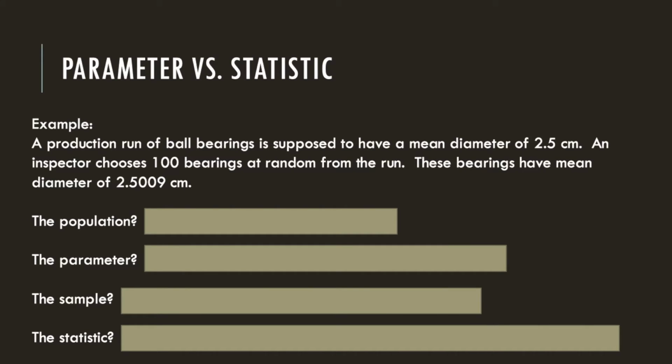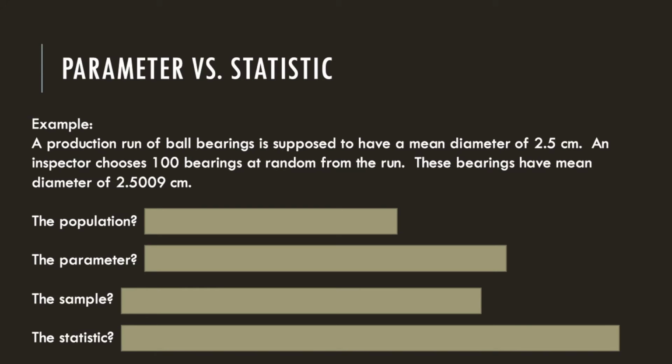Okay, so here's an example problem to try to differentiate. Why don't you pause here and read it and see if you can fill in the blanks. One thing you need to remember is when it asks for a population, it's not asking for a number, it's asking for a description of the population. Same thing with sample. It's not asking for a number, although you can use the number to describe it, but the sample is a description of what the sample is.